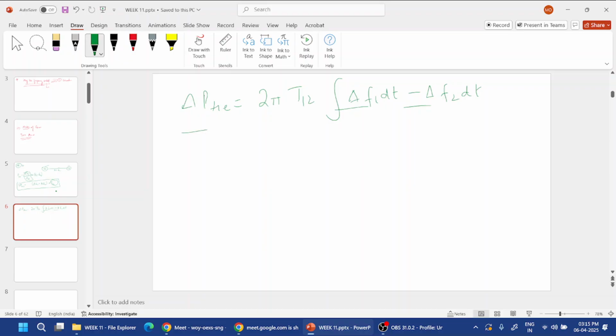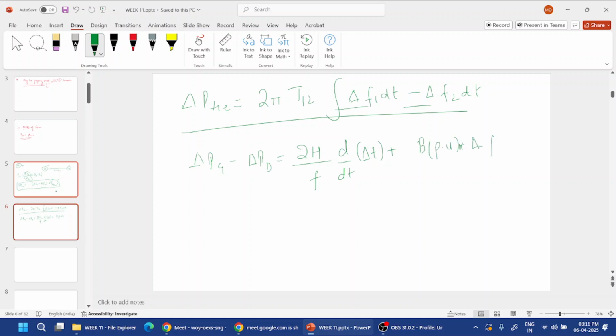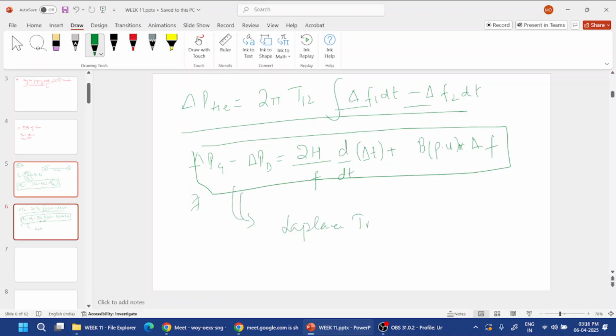we have also derived an equation: del Pg minus del Pd equals 2H by f d by dt of del delta plus B per unit multiplied by del f. This equation relates the change in angle with the change in power. If we are asked how to calculate delta and so on, we can calculate here. We also convert this equation into the Laplace domain by using the Laplace transform.